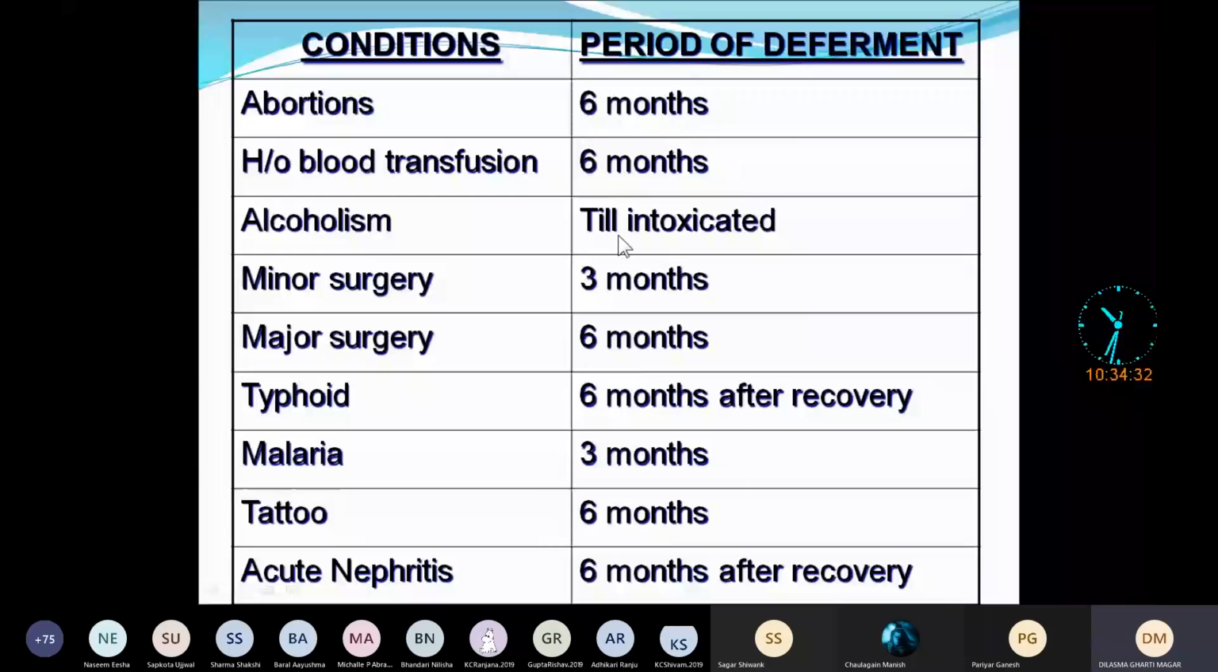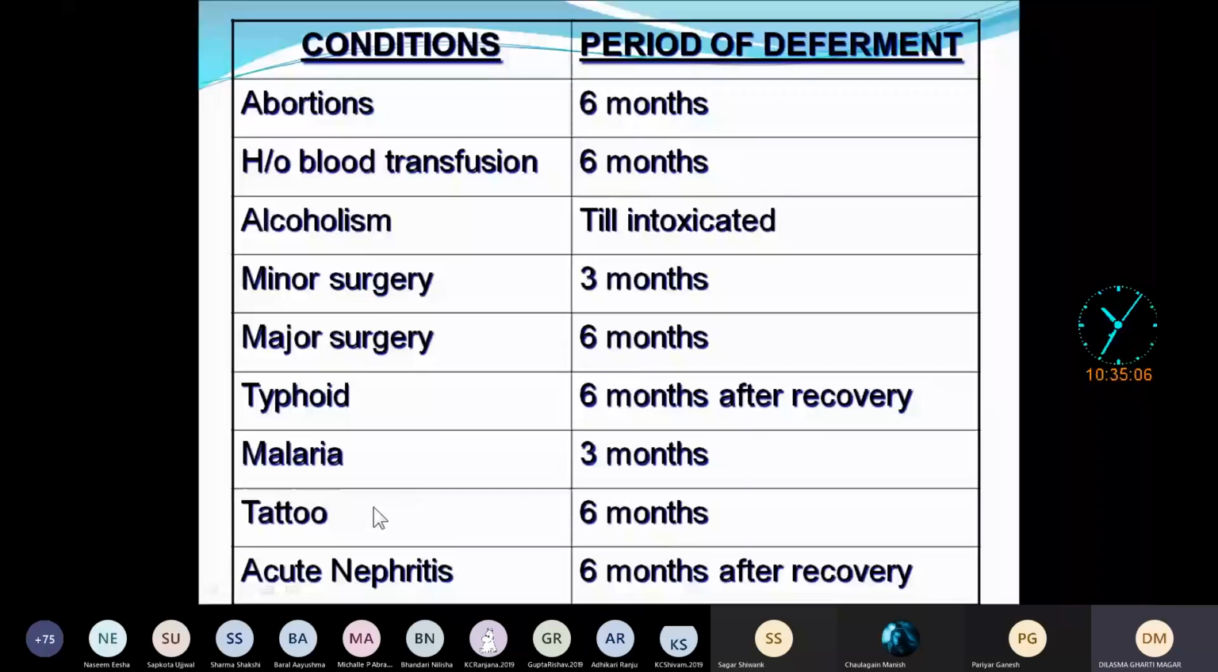Minor surgery 3 months, major surgery 6 months. In case of typhoid, 6 months after recovery, and in case of malaria, 3 months. Malaria also, this malarial parasite is there in the RBCs, isn't it? So that's why in the basic screening test, we did the test for malaria also. So malaria 3 months, and in case of tattoo, 6 months.